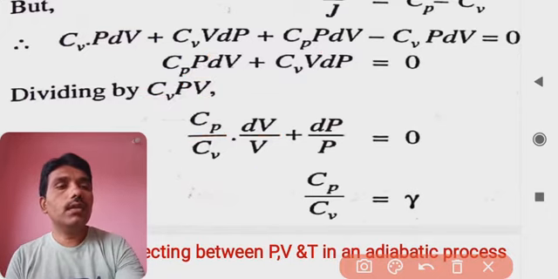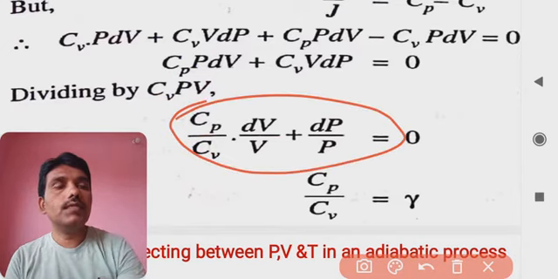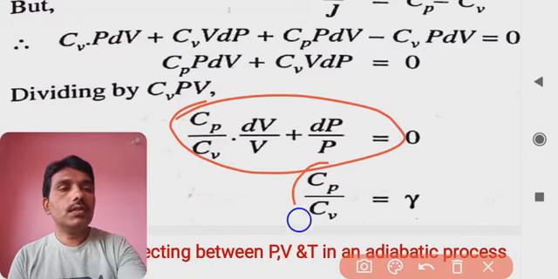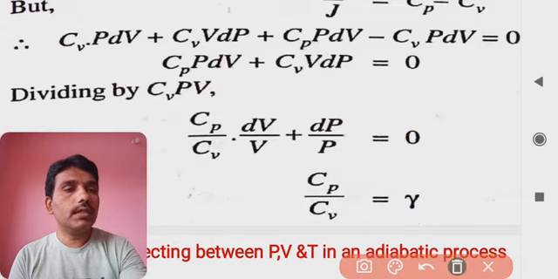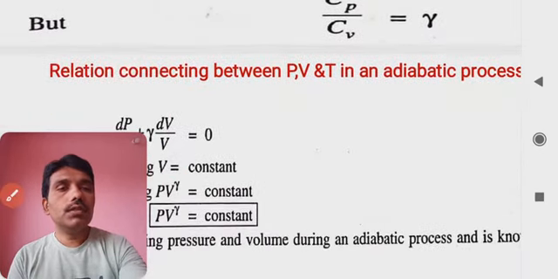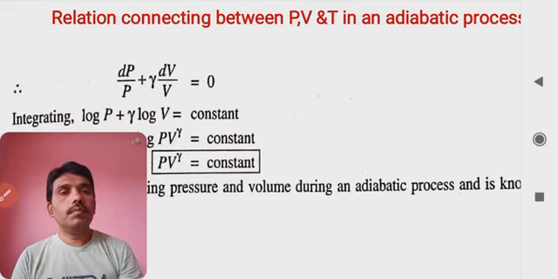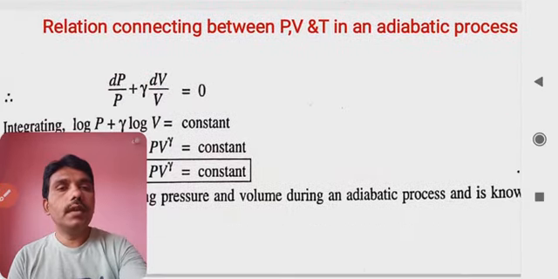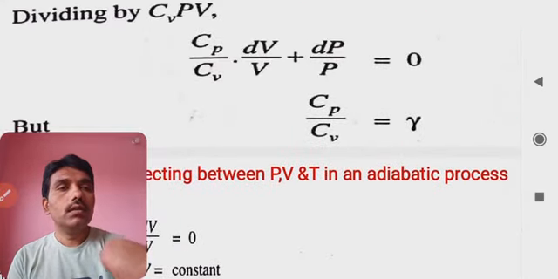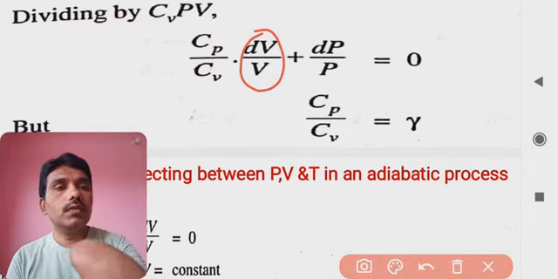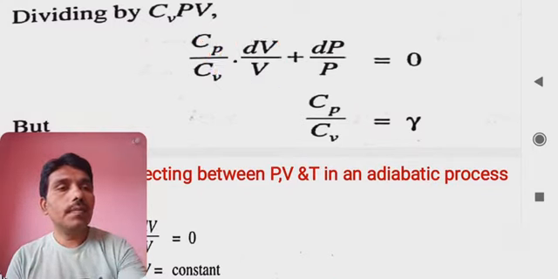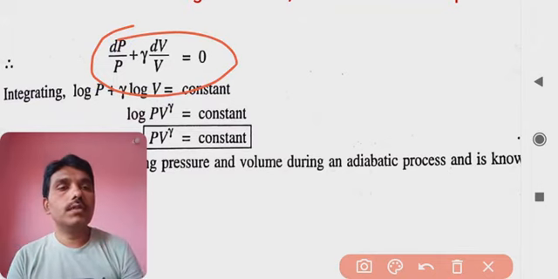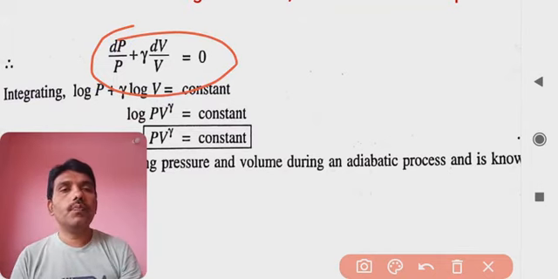So the remaining value will be Cp by Cv into dV by V plus dP by P is equal to 0. But as Cp by Cv is nothing but a constant gamma, this is going to be replaced. Now in this value, we have gamma dV by V, this dV by V into gamma plus dP by P is equal to 0. Then we write this as dP by P plus gamma dV by V is equal to 0.